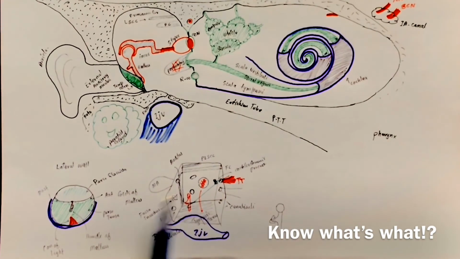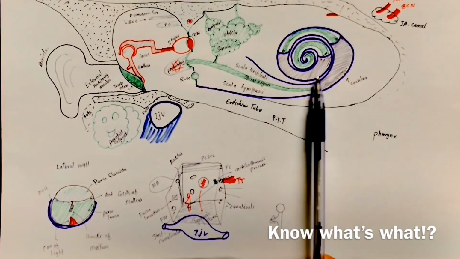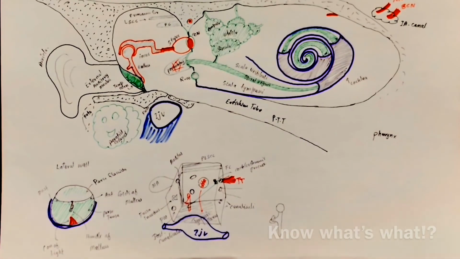So this is all about the anatomy of the ear. The vestibular and cochlear system we will discuss in another video.